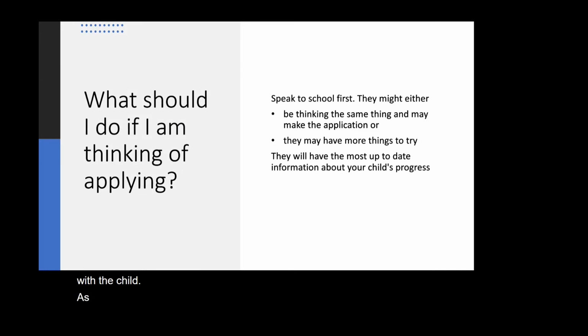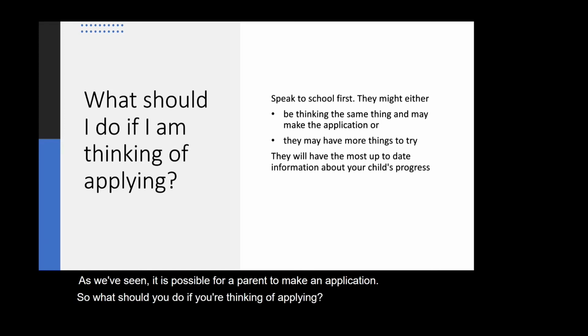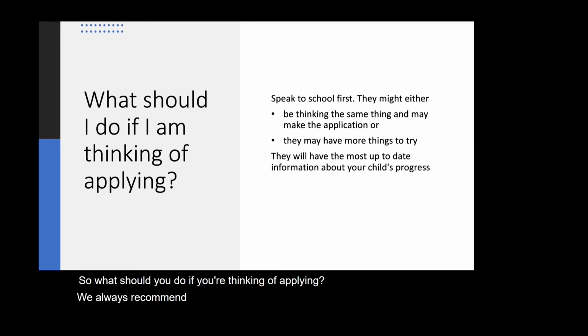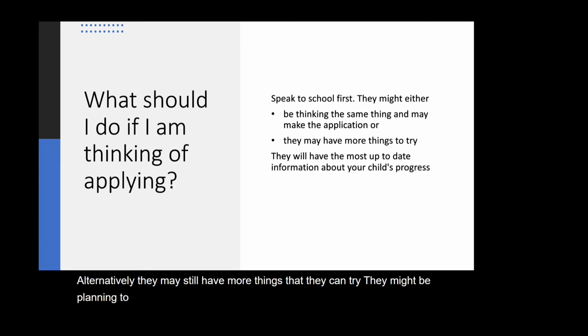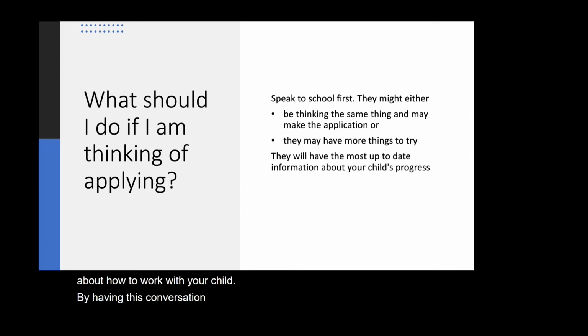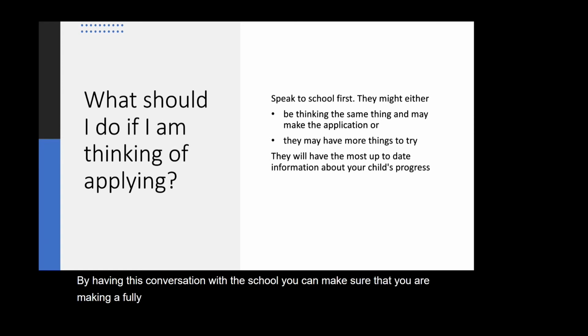As we've seen, it is possible for a parent to make an application. So what should you do if you're thinking of applying? We always recommend speaking to the school first. It's possible that they may be thinking the same thing as you, and may be in the course of getting ready to make the application. Alternatively, they may still have more things that they can try. They might be planning to involve outside professionals, or they might have new ideas about how to work with your child. By having this conversation with the school, you can make sure that you are making a fully informed decision.